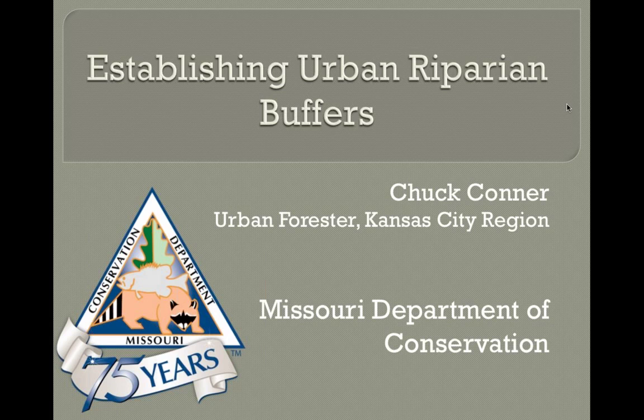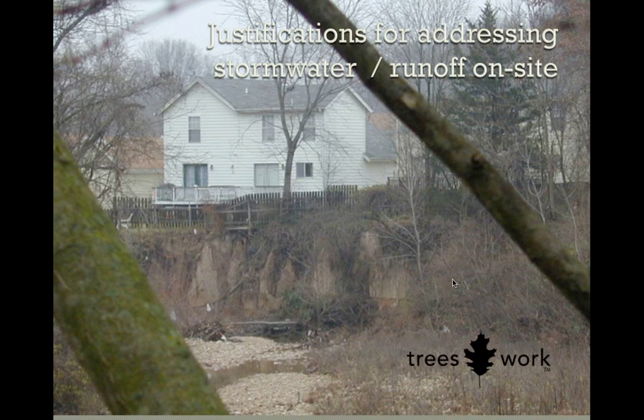What you're seeing in the slide here, a riparian buffer can slow down the erosion, but this is never going to become a healthy urban watershed unless some huge changes are made both up and downstream of this point. Next slide, please.